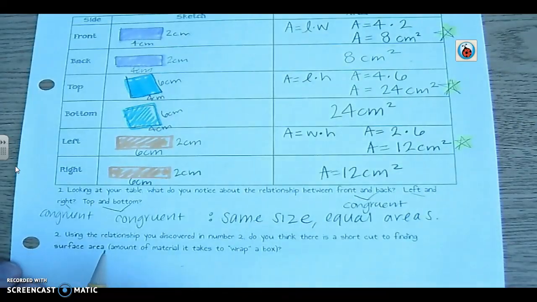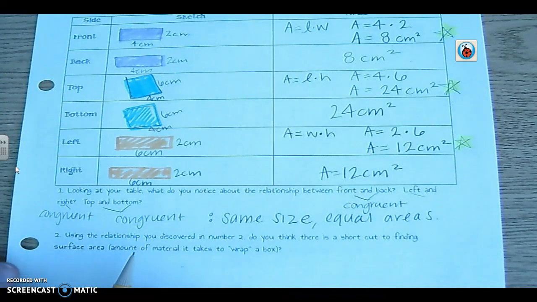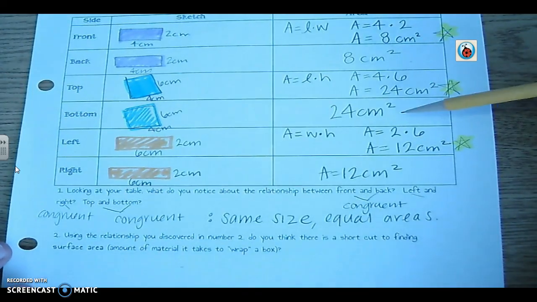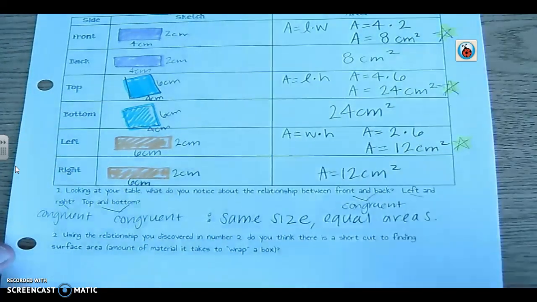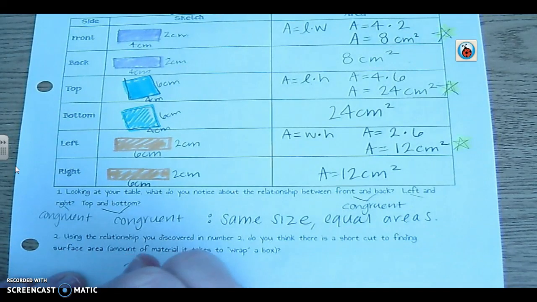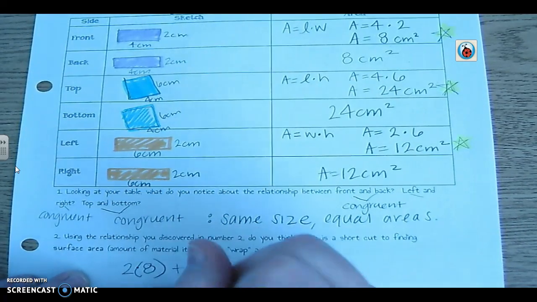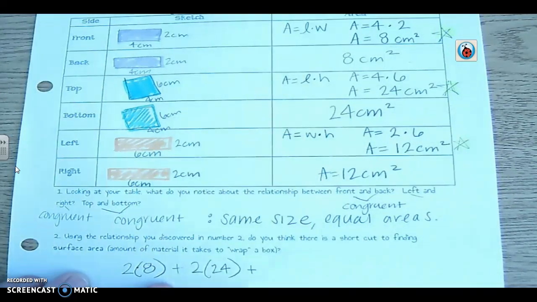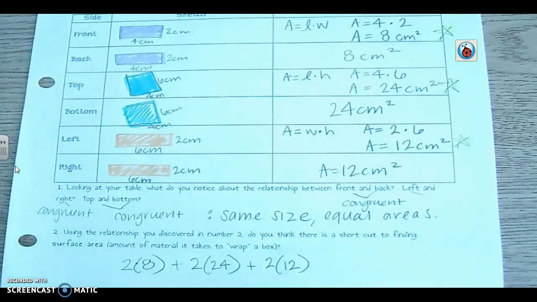So question 2 says, using the relationship you discovered, do you think there's a shortcut to finding the surface area, which is the amount of area it takes to wrap up that box? Well, there is a shortcut. I could go through and add 8 plus 8 plus 24 plus 24 plus 12 plus 12. Or I could notice that I have 2 8s plus 2 24s plus 2 12s. Remember that parentheses mean multiplication.